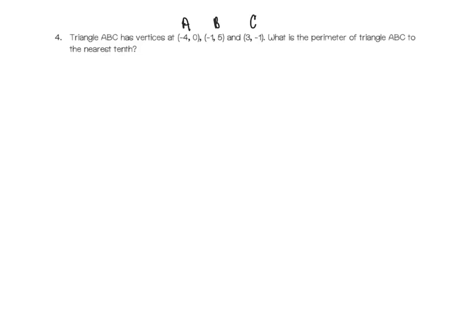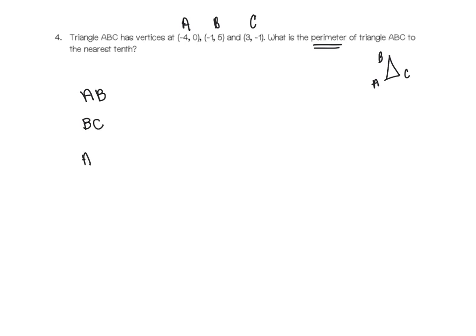To do this problem, I need to know what perimeter is, and so perimeter is the length around the triangle. So I need to know the length of each side. If you think about it, I need to know the length of side AB, the length of side AC, and the length of side BC. So I need to find three different side lengths.